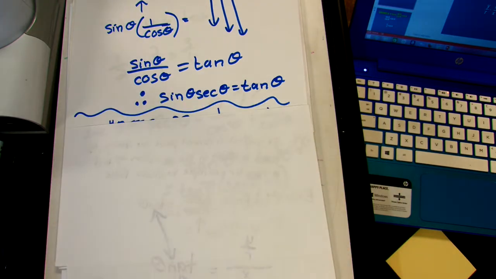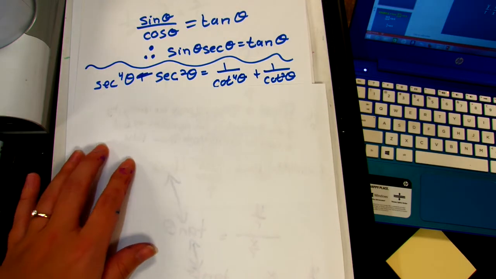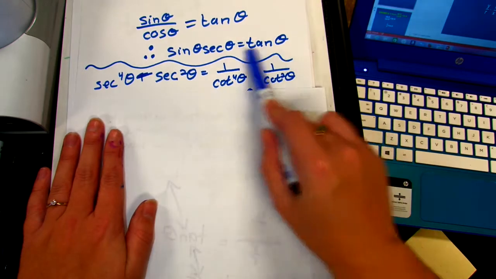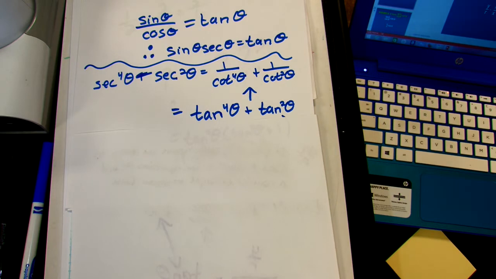Okay, one more example. This one looks crazy, but trust me, it all makes sense. We have secant to the 4th theta minus secant squared theta equals 1 over cotangent to the 4th theta plus 1 over cotangent squared theta, okay? Oh my goodness, I know, right? So choose the most complicated side. I'm going to say it's this side. This side is the most complicated, so that's what I'm going to work with.